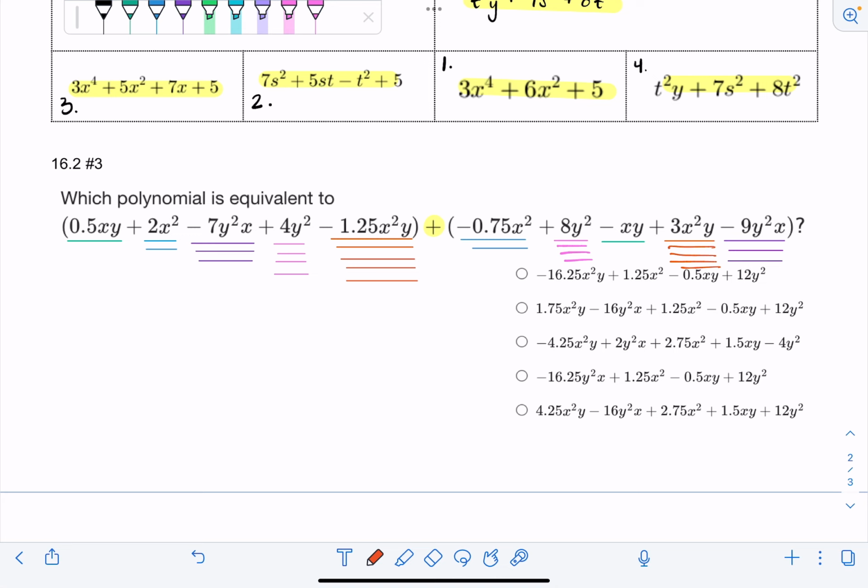So I'm going to, not cheat, but I want to try to write it in the same order that the answers are written in. So if you look at all of the answers, they all have x squared y first. One of them doesn't. Okay, well, most of them have x squared y first, so I'm going to go ahead and combine my x squared y's first, even though with 2 different types of variables, order doesn't really matter here.